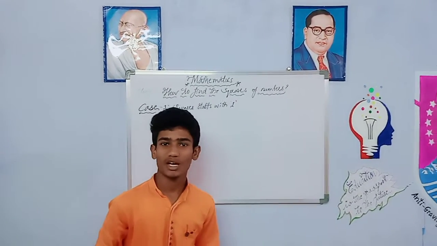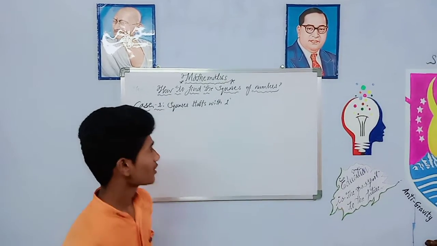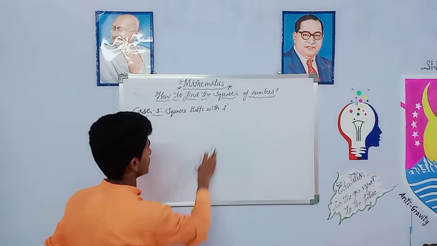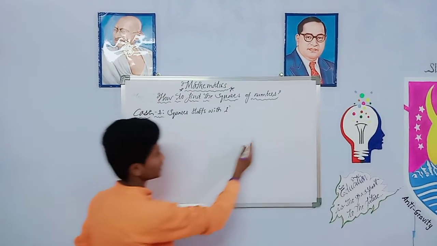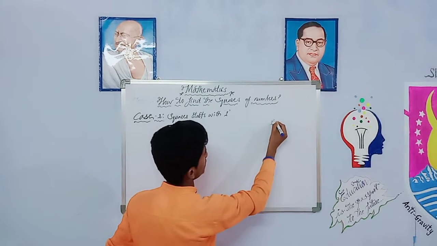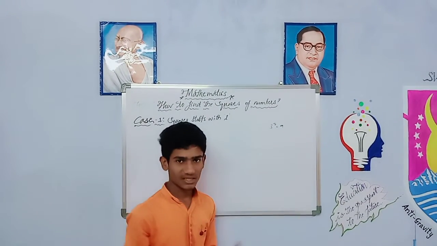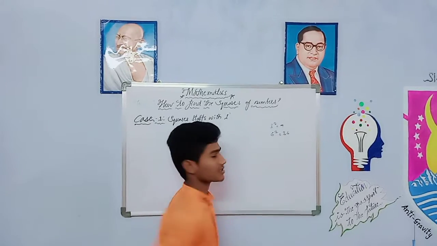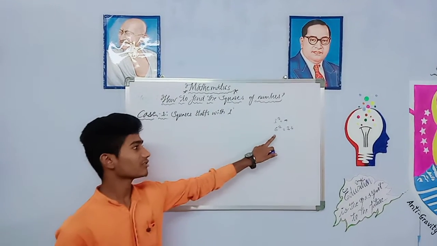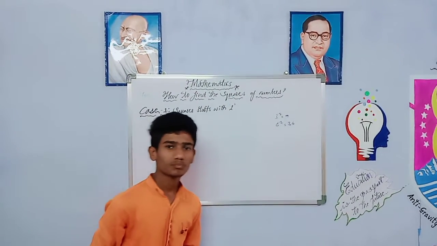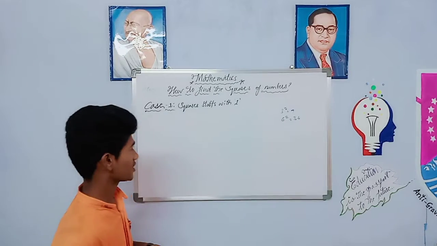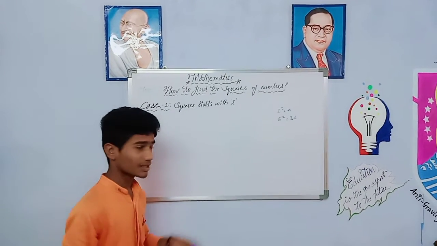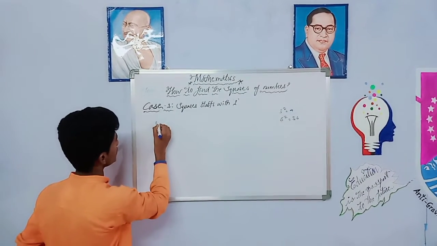Squares are always positive, non-negative. Simply, if we take 3 square, the answer is 3 into 3, 9, or 6 square equals 6 into 6, 36. These are only one digit squares, so by the table we can say. But when the squares are two digits, you can see a 12 square.